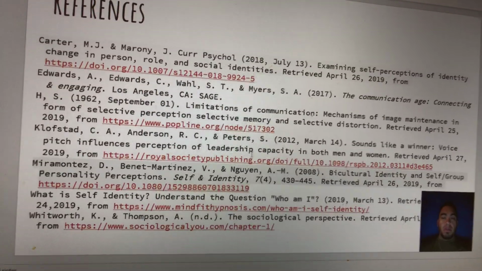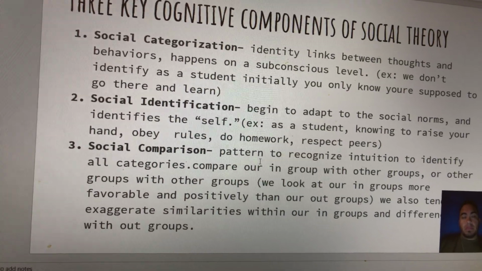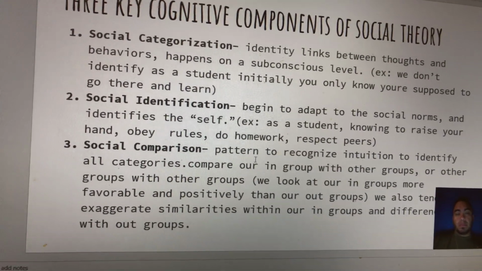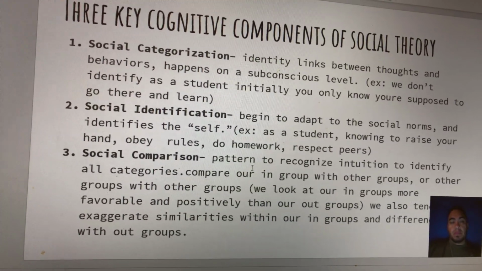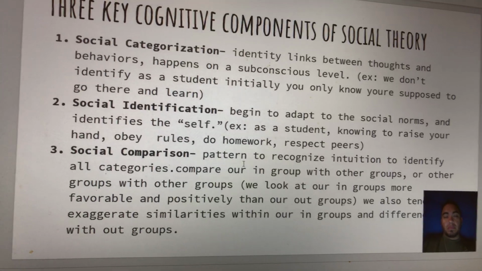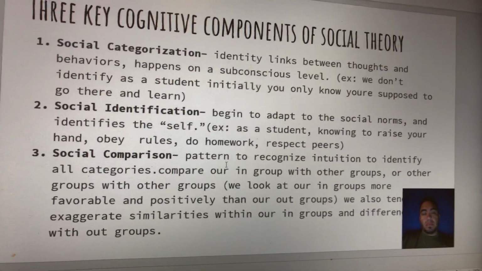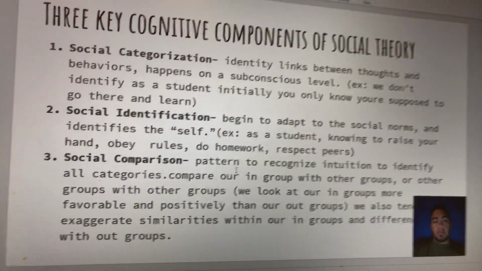And then there are three cognitive components of social theory that we happened to research as well. They are, number one, social categorization, identity links between thoughts and behaviors, which happens on a subconscious level. Example, we don't identify as students. Initially, you only know you're supposed to go there and learn.